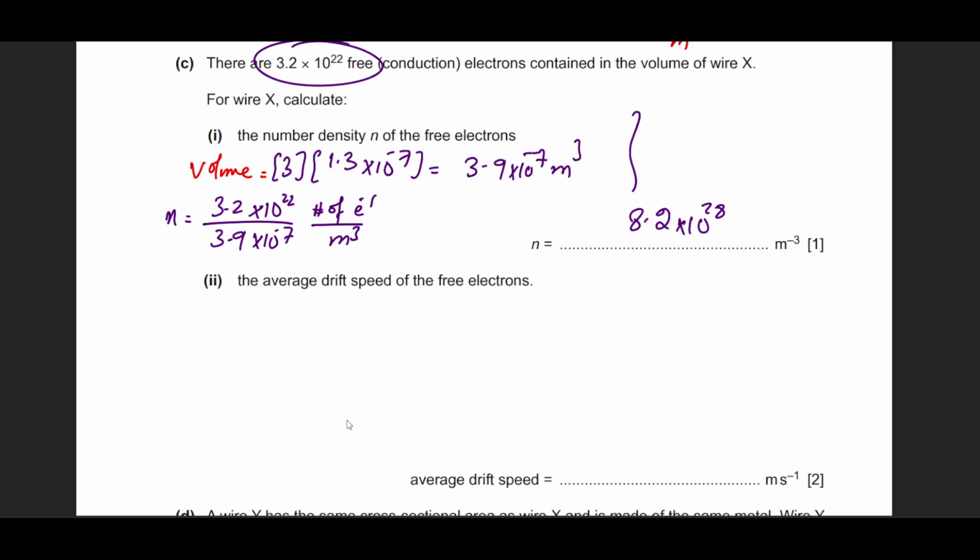per meter cube. You can say that if I had a box of 1 meter cube, 1 by 1 by 1, there will be this number of electrons inside this space if I made it from this conductor or material.